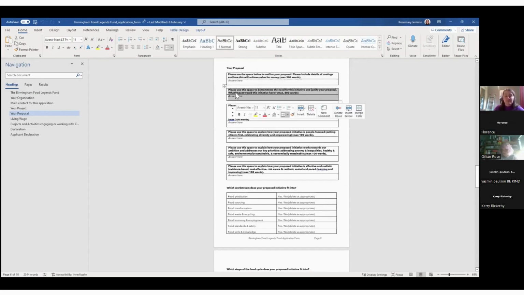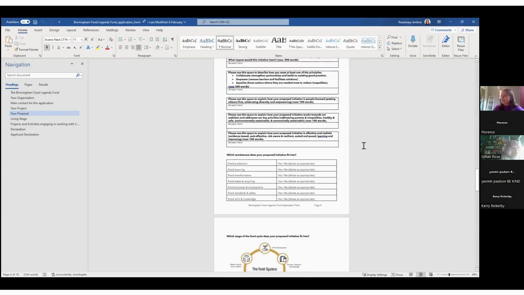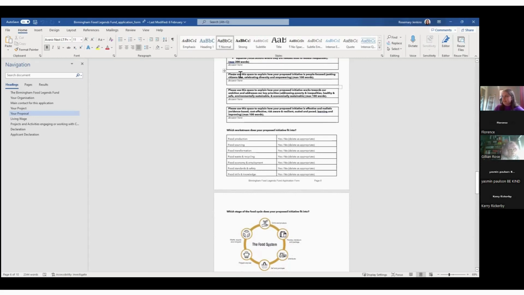Please explain why you've come to this conclusion and justify the need for it, and tell us the impact that this would have on the people using your service, or on Birmingham, or on the food system in Birmingham. And then please tell us how you meet these principles. So again, a bit like the Affordable Food Infrastructure Fund, you need to meet at least one, but do list all of them if you meet all of them. And so again, do say, for example, 'collaborate, we meet this principle because...', rather than just saying 'collaborate', because that really helps us to draw out how you meet that principle.